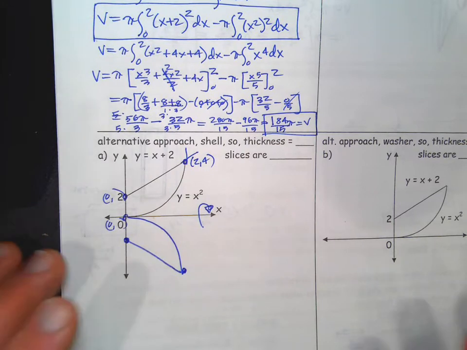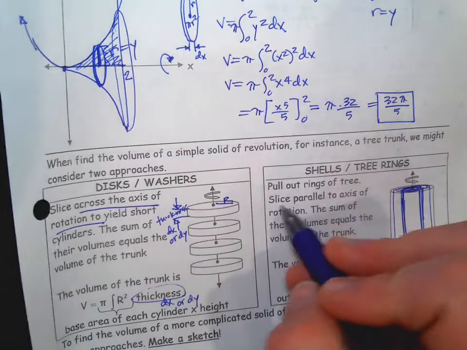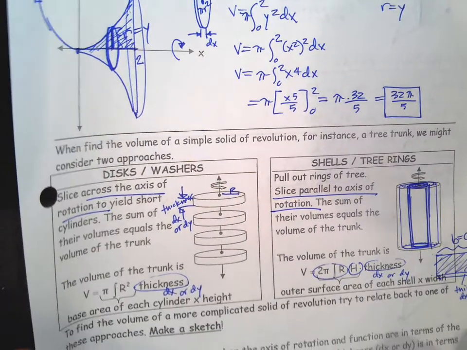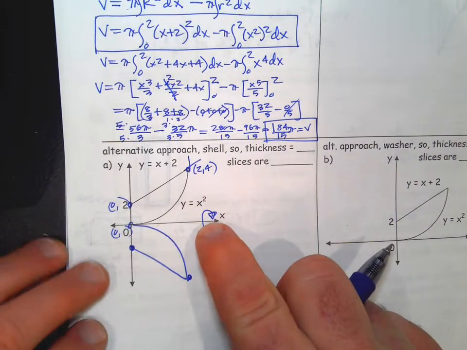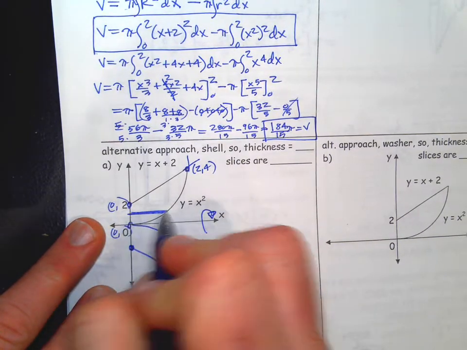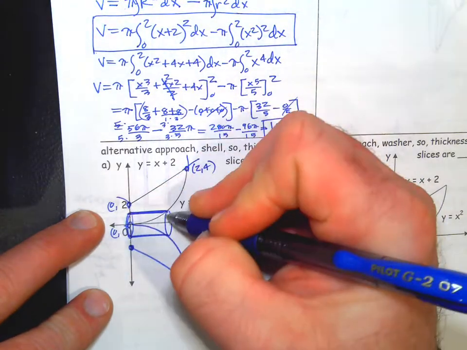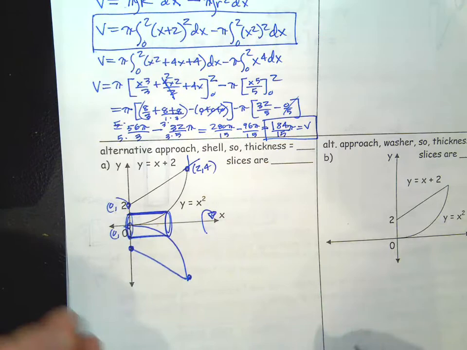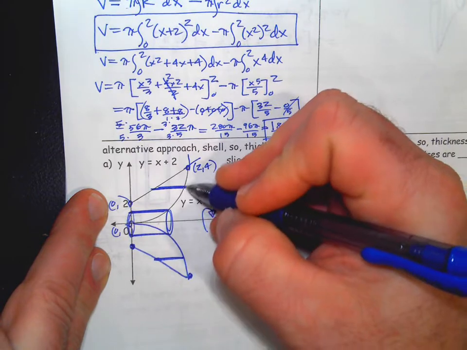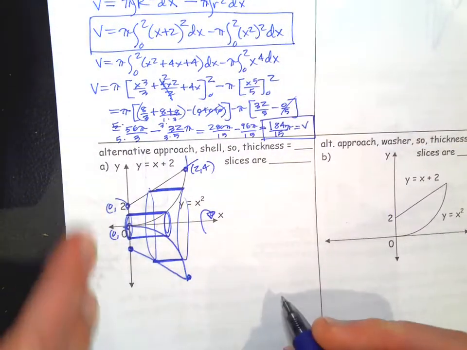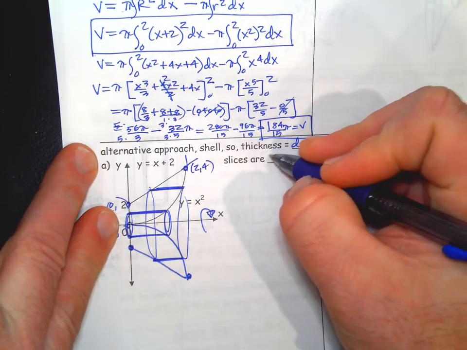Now, anytime you want to use the shell approach, I guess we should emphasize this. You want to slice parallel to the axis of rotation. You want the slices to be in line with the axis of rotation. So this is the axis of rotation. So if we're going to do shells, we're going to slice it parallel to it. So that's one thin shell, okay? Now, something happens here. The shells change. What determines their dimensions changes. So we're going to have to do 2 different sets of shells, okay? The thickness is going to be dy, okay? The slices are going to be shells.